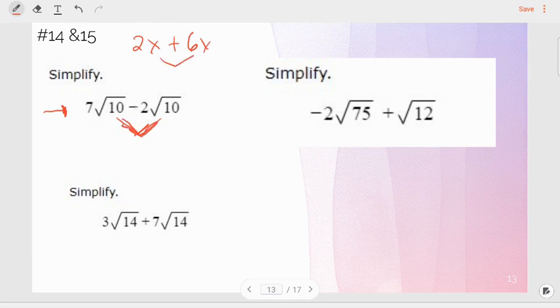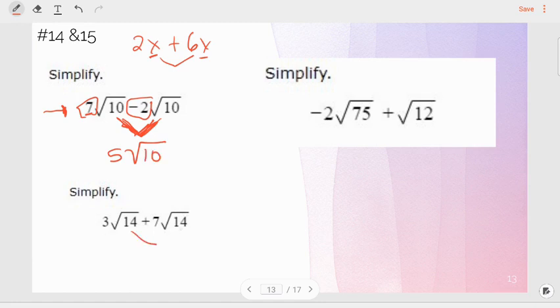With radicals, they act like a variable. I can only combine them if they have like terms. And on this problem, they do. So same like term. So I'm just going to do the operation in front. 7 minus 2, which is 5 radicals of 10.